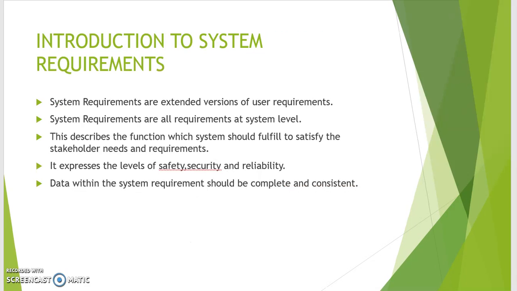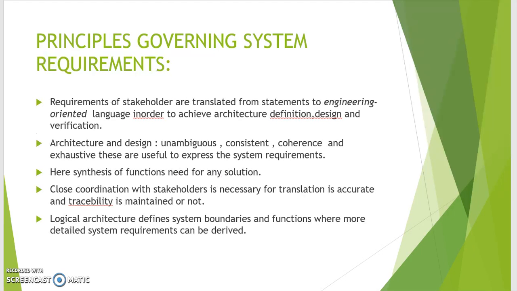Coming to system requirements, these are the requirements at system level. They express the level of safety and security to stakeholders to fulfill their requirements at system level. There are some principles governing system requirements, like translating requirements of stakeholder statements to engineering-oriented language to achieve architecture definition, design, and verification. What is meant by architecture and design? It is nothing but consistent, coherent, and exhaustive. These are useful to express the system requirements.